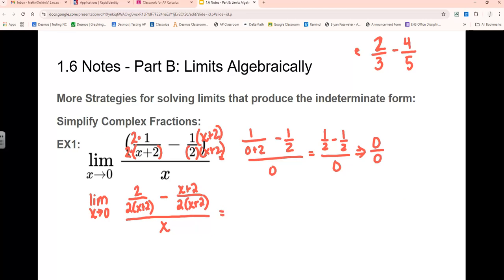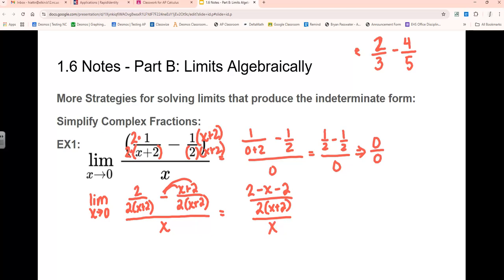When I put these together, since in the numerator I've got the same denominator, I can put those two together where they just both have 2 times x plus 2 right here. To do that, be really careful. This negative gets distributed to both of those terms right there. So I'm going to have 2 minus x minus 2 right there. That is the stuff in the numerator. I still have the x on the bottom.